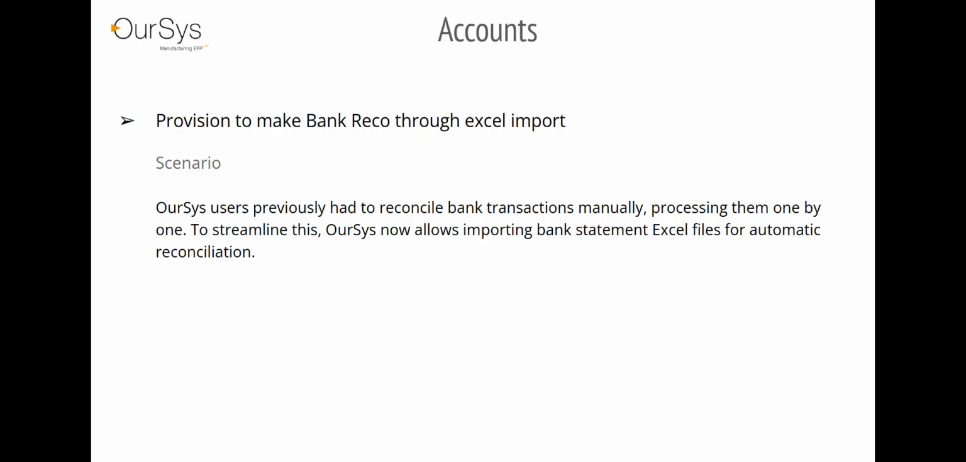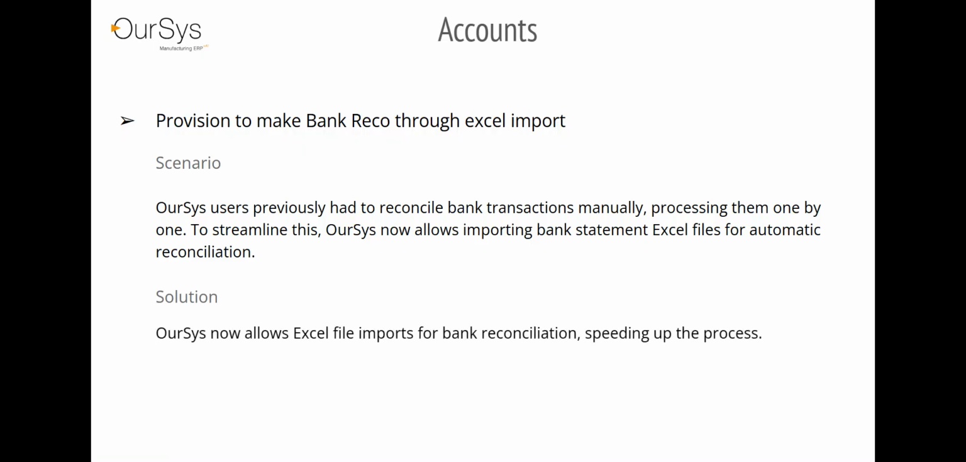To make this process faster and easier, many users requested a feature to import a bank statement directly from an Excel file. So, OurSys can automatically match the transactions from the imported file, saving time and effort. Now, we have just introduced a provision where the user can upload the Excel file to match their bank transactions with the company record. This makes bank reconciliation faster and easier by reducing manual data entry and errors.